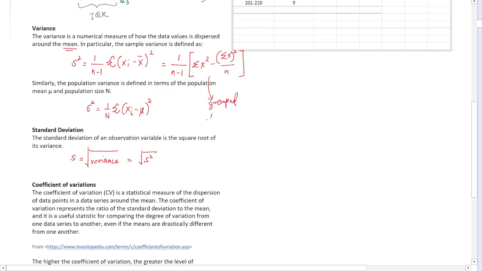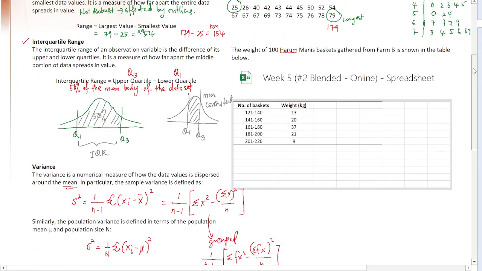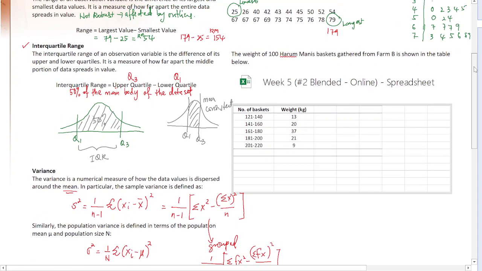So it will be 1 over n minus 1, multiplied by the summation of fx squared minus the summation of fx, the summation of fx squared, divided by n. You just kena tambahkan summation f kat depan tu. Okay, that is for the grouped data set. Let's look at how we are going to compute the variance for grouped and ungrouped data.